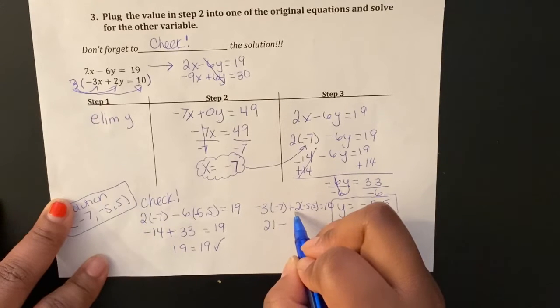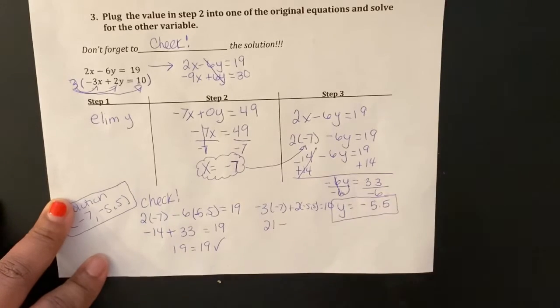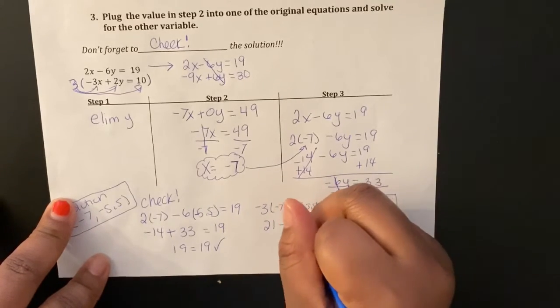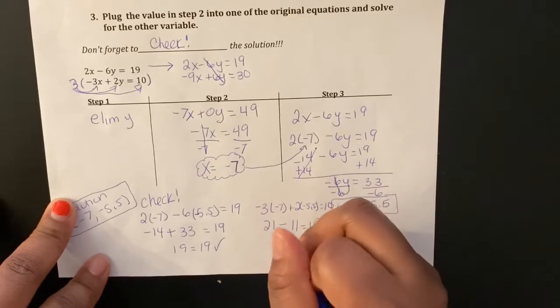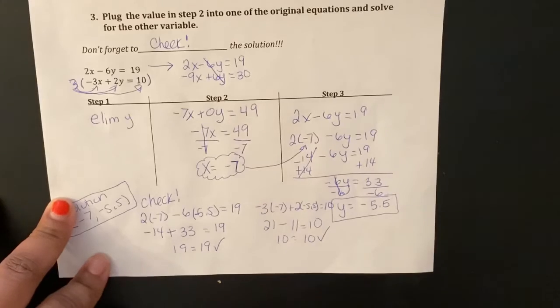Minus 2 times negative 5.5, which is negative 11, equals 10. Well, 21 minus 11 is 10. Therefore, 10 equals 10. So it is a solution.